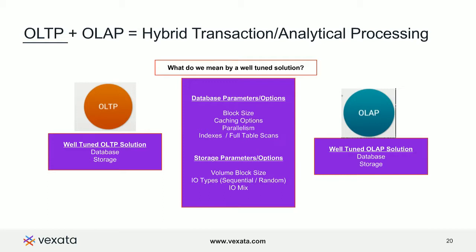Let's move on to storage components. Like block size, in storage also the volume block size matters. The other two are really important to consider. IO type. The IO type could be either sequential or random, and IO mix could be read intensive or write intensive.